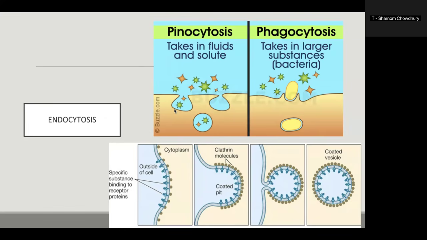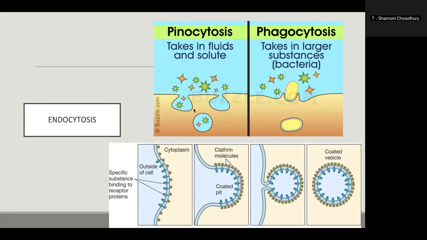Typically, you have phagocytosis, which is when you take in larger substances such as bacteria inside the cell. This is through membrane invagination, where the internalization of molecules or other substances are brought into the cell, and then the membrane closes in on itself. So the plasma membrane folds inward, engulfs the material, and forms a vesicle. So that's phagocytosis.